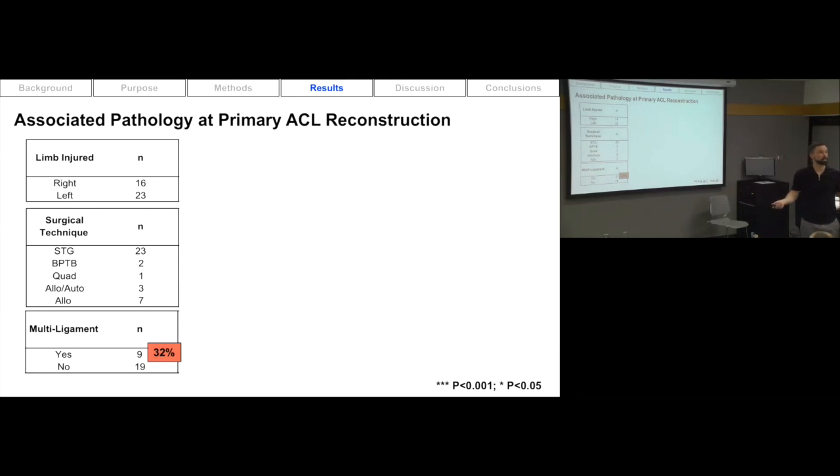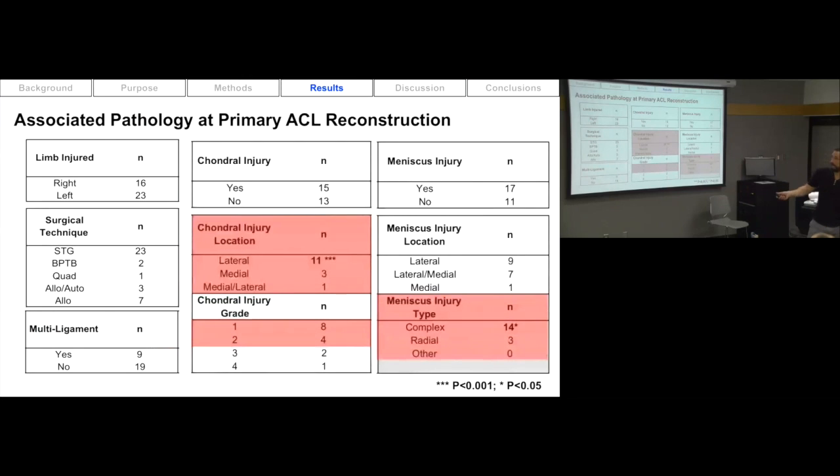32% had a multi-ligament injury. And then looking at our chondral injuries, 54% at the time of primary ACL reconstruction had some sort of chondral injury. 73% occurred in the lateral compartment. There were 61% of the knees with meniscal tears, and 82% of those were complex in nature. So complex tears means that there are multi-directional tears in that meniscus. So it could be a vertical tear and a horizontal tear, and basically the surgeon is having to do some serious repair or resection on that meniscus.